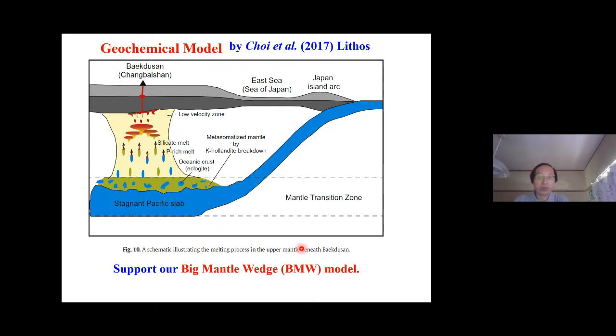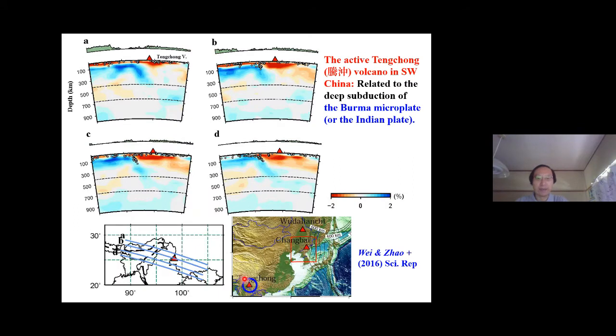This figure shows four vertical cross sections passing through the Tengchong volcano here in southwest China. The red triangle shows the location of the Tengchong volcano. We can see clear low velocity anomalies in the upper mantle beneath the Tengchong volcano. And here we can see the blue zone, which is a subducting slab, could be the subducting Burma microplate or the subducting India plate. So we think the mechanism of Tengchong volcanism could be similar to the Changbai volcano, due to the deep subduction of the India plate and also the big mantle wedge above the slab.